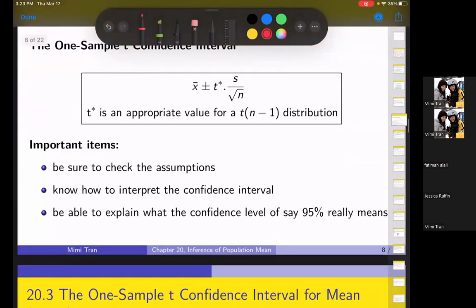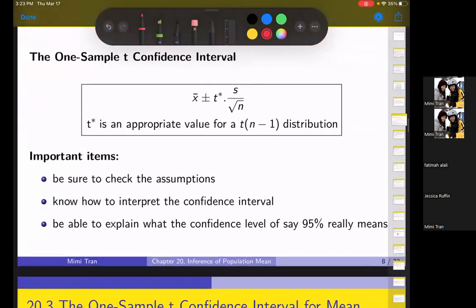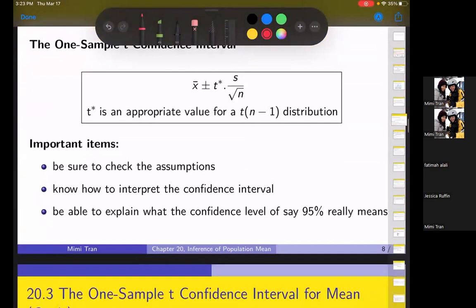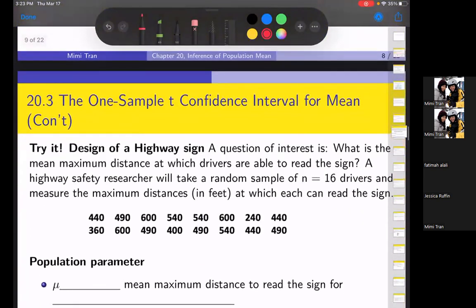So here is the formula for the confidence interval for a one-sample t-test. Again, you don't know sigma, so you know which one you should use. Okay, let's do this one. Design of a highway sign. A question of interest is, what is the maximum distance at which drivers are able to read the sign? A highway safety researcher will take a random sample of 16 drivers and measure the maximum distance in feet at which each can read the sign.